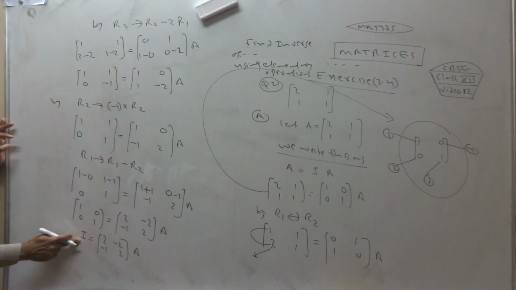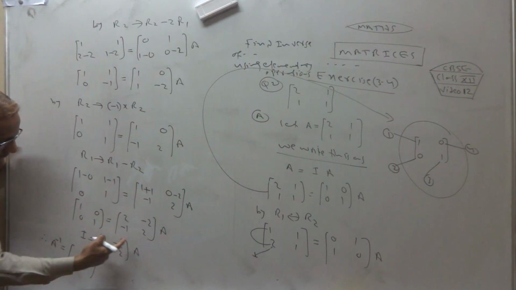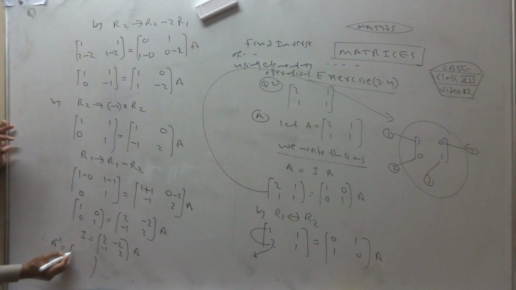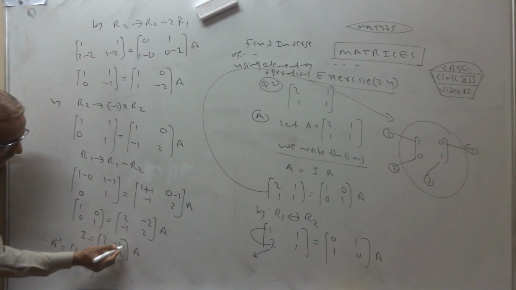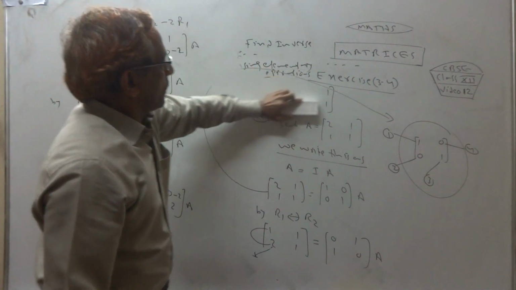When this is I, no, this is called what? A inverse. Therefore, what is inverse of A is A inverse. This is the answer. So what is the inverse of matrix A? Is this. Finished. This is a method to find inverse of any 2 by 2 matrix. Okay.